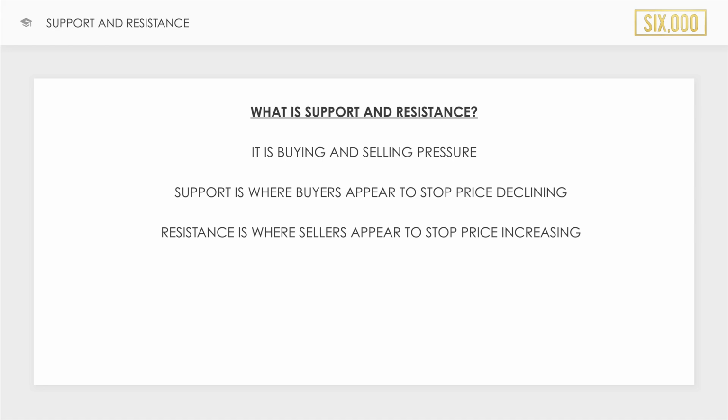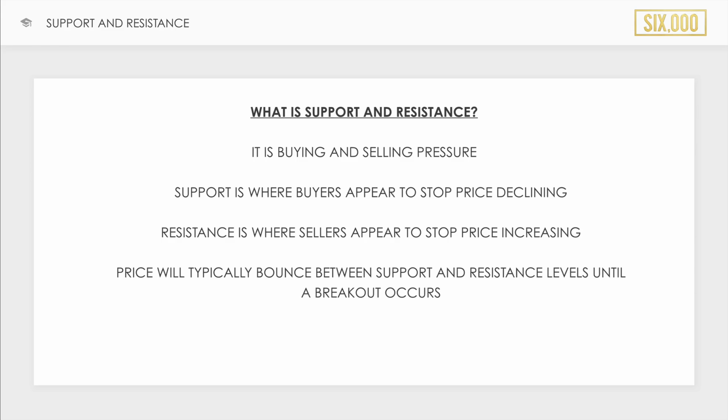Resistance is where sellers appear to stop price increasing. So like we were looking at with gold US dollar on the 1 hour chart, every time price increased, it hit a certain level where of course all the highs in the downtrend connected with the trend line, it stopped price increasing. So this resistance trend line was in place, and whenever price increased to meet the trend line, sellers appeared, they stopped price increasing, and of course we experience what is known as a reversal.